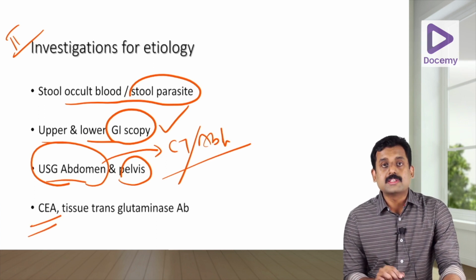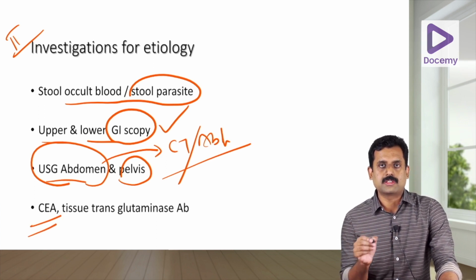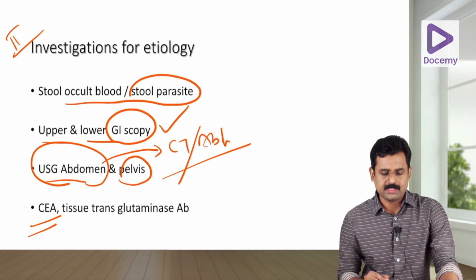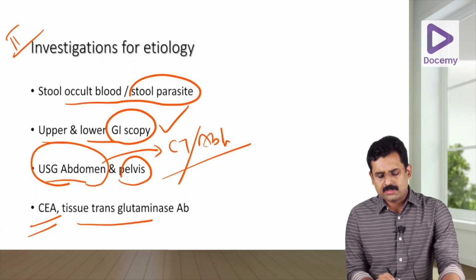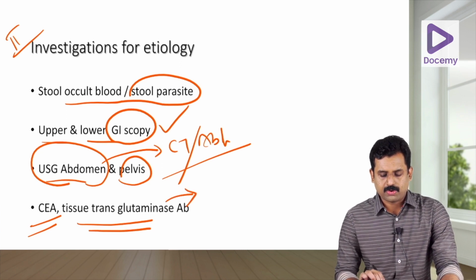And CEA, what is CEA? CEA is otherwise called carcinoembryonic antigen, which is a tumor marker for GI malignancy. And tissue transglutaminase, that is for completion sake only. This can be a clue for underlying celiac disease.